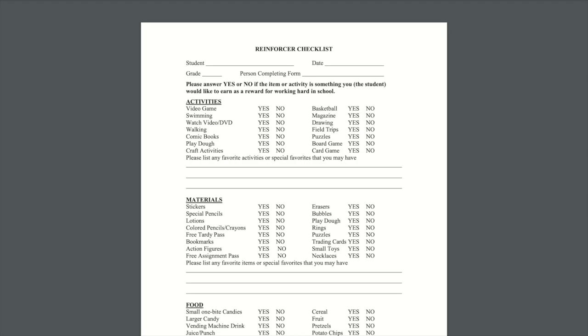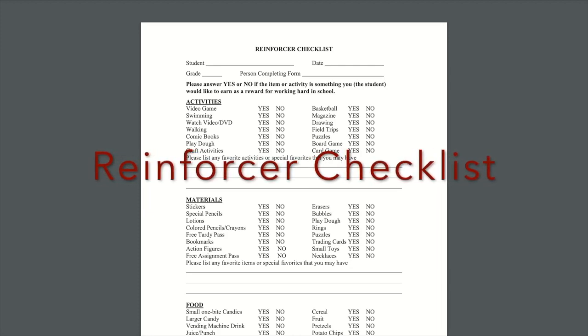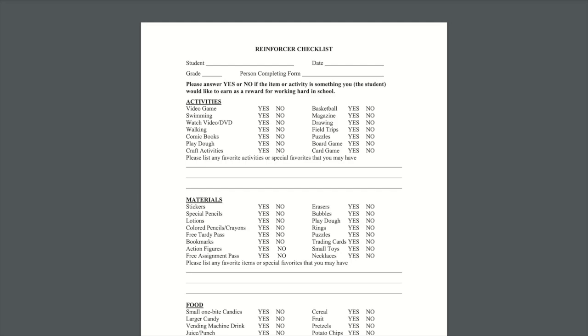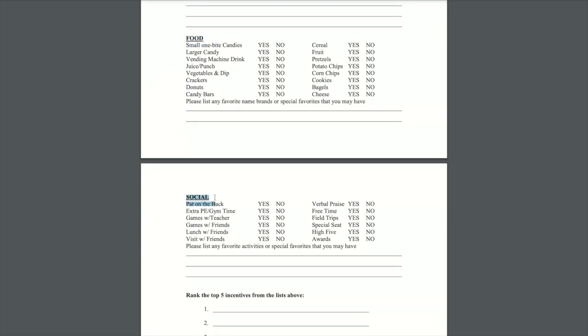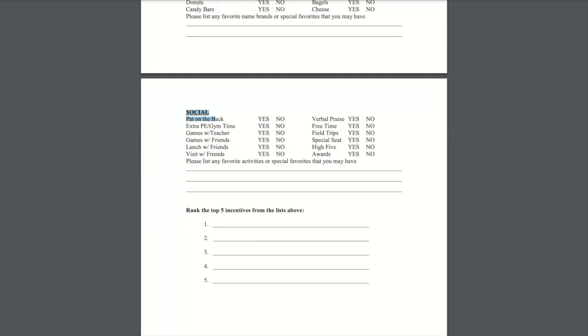The next inventory or interview type of preference assessment is the reinforcer checklist. The student chooses yes or no to the item if they think the item is something he or she would like to earn as a reward for working hard in school. The checklist is divided into 4 sections: activities, materials, food, and social. After completing, the student ranks their top 5 incentives or reinforcers or items from the checklist.